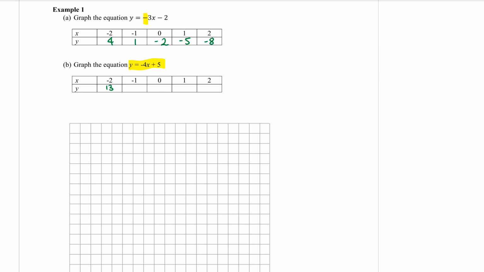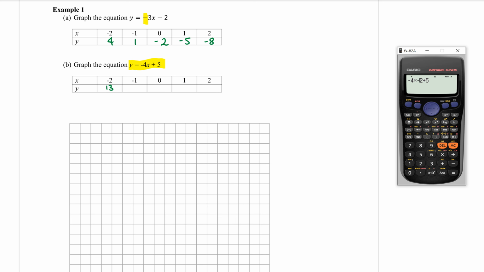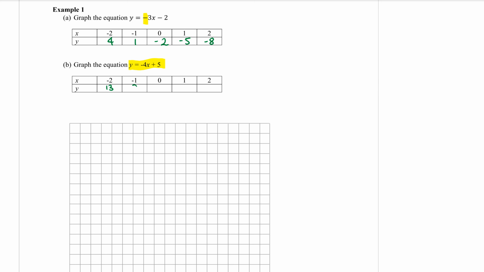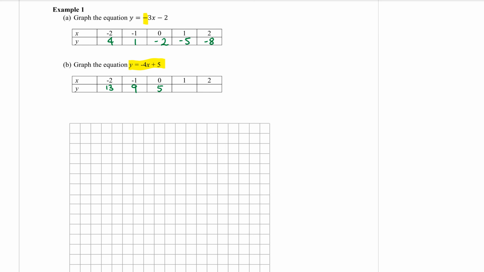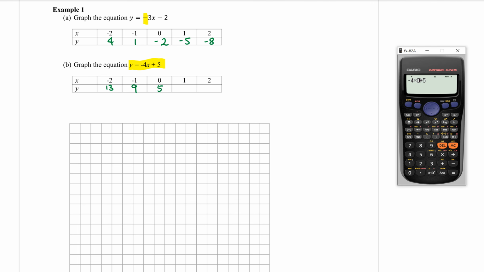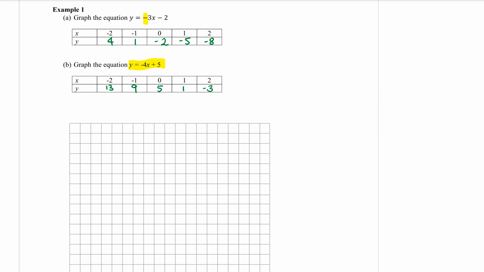Now I want x to equal negative 1. So instead of negative 2 here, I change that to negative 1 and I get 9. Then I want minus 4 times 0, so change it to be a 0, plus 5 is 5. Minus 4 times 1 plus 5 is 1. And minus 4 times 2 plus 5 is negative 3.